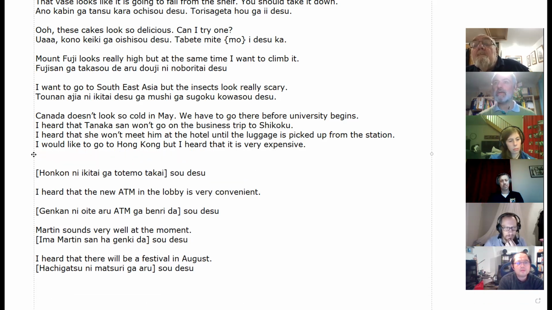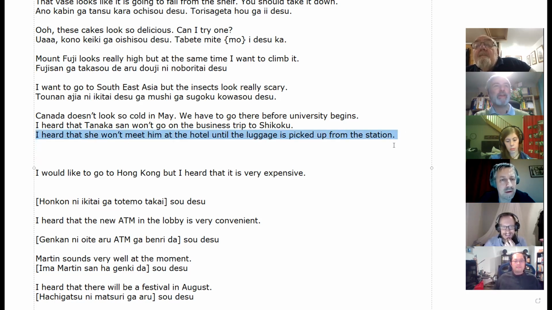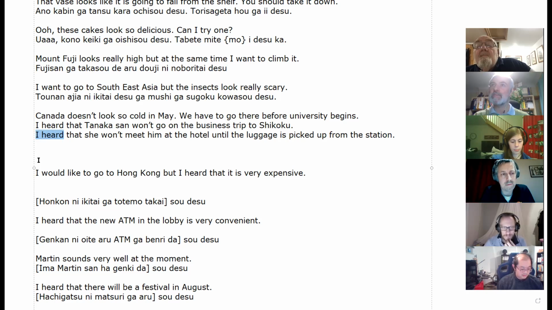Let's see. Annika. I heard that she won't meet him at the hotel until the luggage is picked up from the station. Kanojo. If we look at this sentence in its entirety first, the way we have to say this in Japanese is that this part here is basically a condition, isn't it? So that's the bit we need to say first, then the reported speech, and then of course the I heard bit. So we have to do the condition first, really.